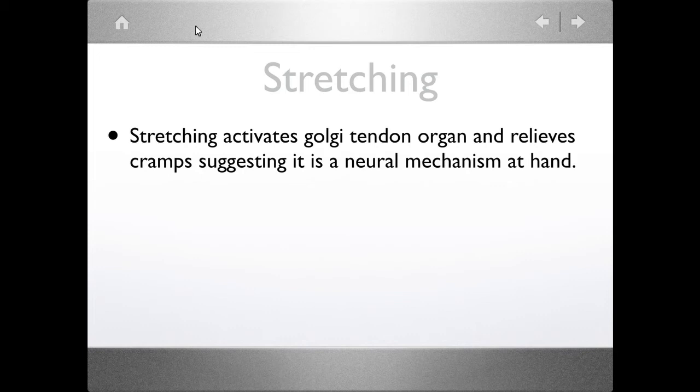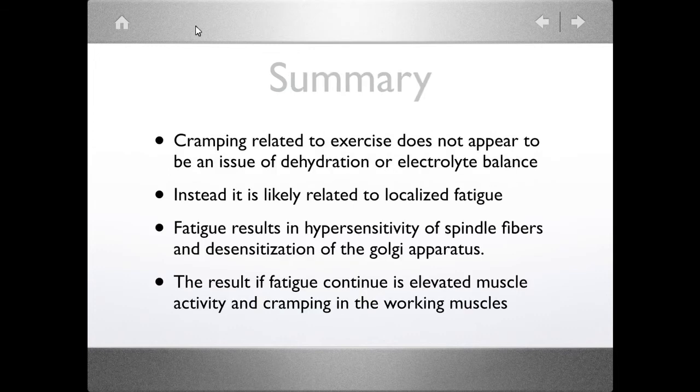Now, one thing we know is that stretching activates Golgi tendon organ and relieves cramps. This suggests that it is a neural mechanism. So, summary: cramping related to exercise does not appear to be an issue of dehydration or electrolyte balance, unless you're experiencing whole body cramps. If the athlete is experiencing whole body cramps, especially in environments like Florida, then it's likely that it's a dehydration or electrolyte issue.